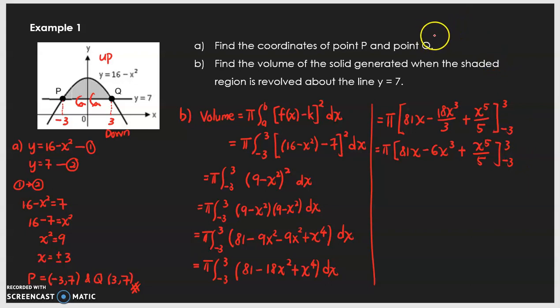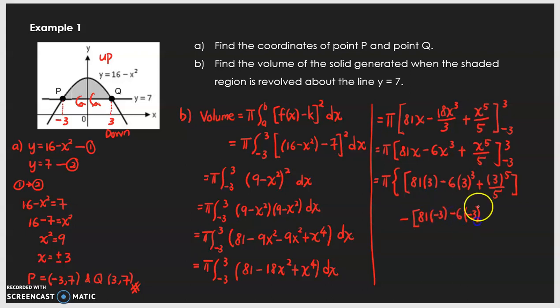Next, I will start to substitute the value. So here is pi, bracket, 81 times 3 minus 6 times 3 power of 3 plus 3 power of 5 over 5. This is the first part. Minus, then I substitute negative 3: 81 times negative 3 minus 6 times negative 3 power of 3 plus negative 3 power of 5 over 5. So this is the second part.